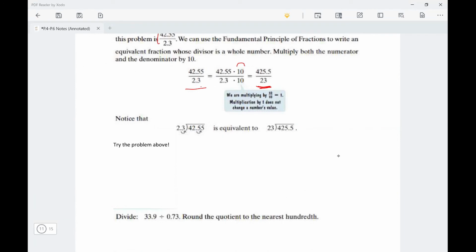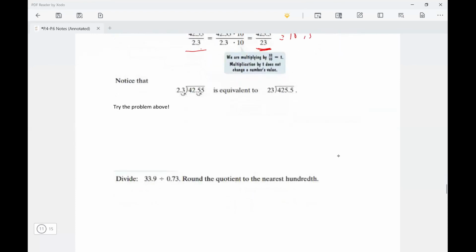Okay. So what I'm going to do is I'm going to let you try the problem above, right? So we've already done some examples. So pause the video now, go ahead and try it. And when you come back, I will give you the answer. Okay, so hopefully you've tried this, and what you should get after we divide these is 18.5, right? So just a way to check your answer.